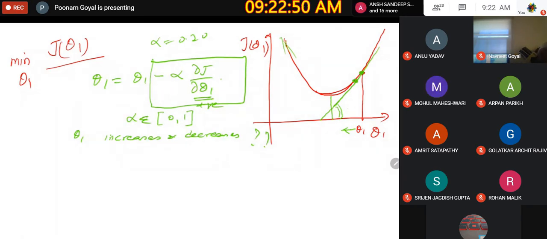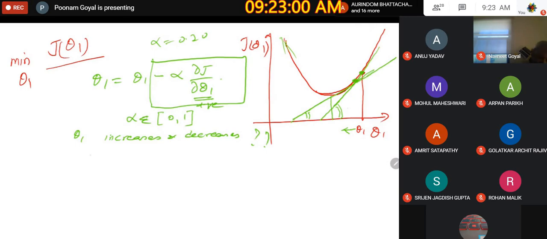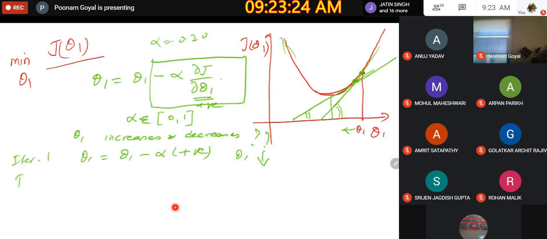Now again what we do is we draw a tangent to the curve at this point. So this is what we get: theta 1 is equal to theta 1 minus alpha times something which is positive, right? So theta 1 decreases, theta 1 goes down, or to the left, you can say. This is iteration 1. And in iteration 2, theta 1 would again be theta 1 minus alpha times something again positive, because this is again a positive slope.